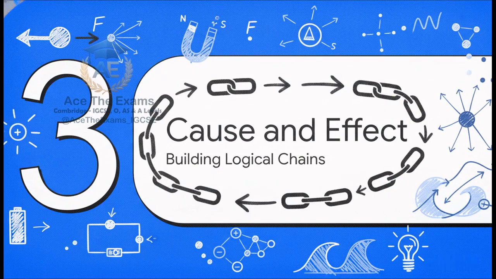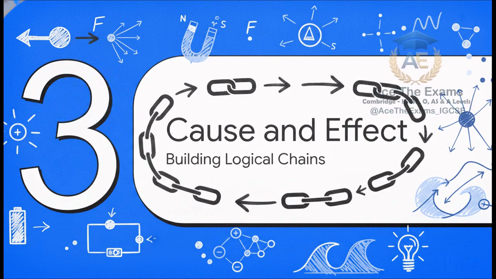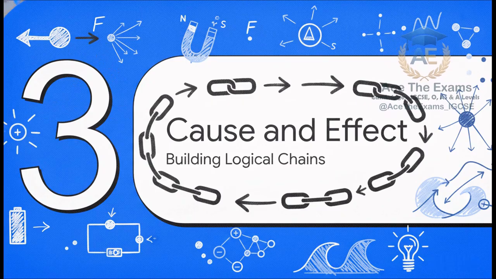Section 3. Cause and effect. This is where the transformation happens. We are going to take those red pen marks that Alex and Sam got, and we are going to turn them into solid green check marks by implementing a flawless logical chain.